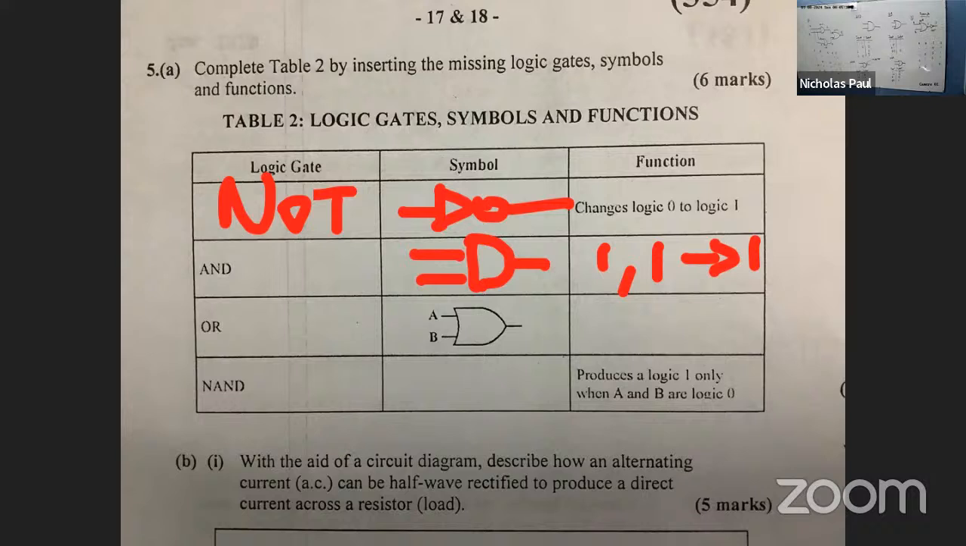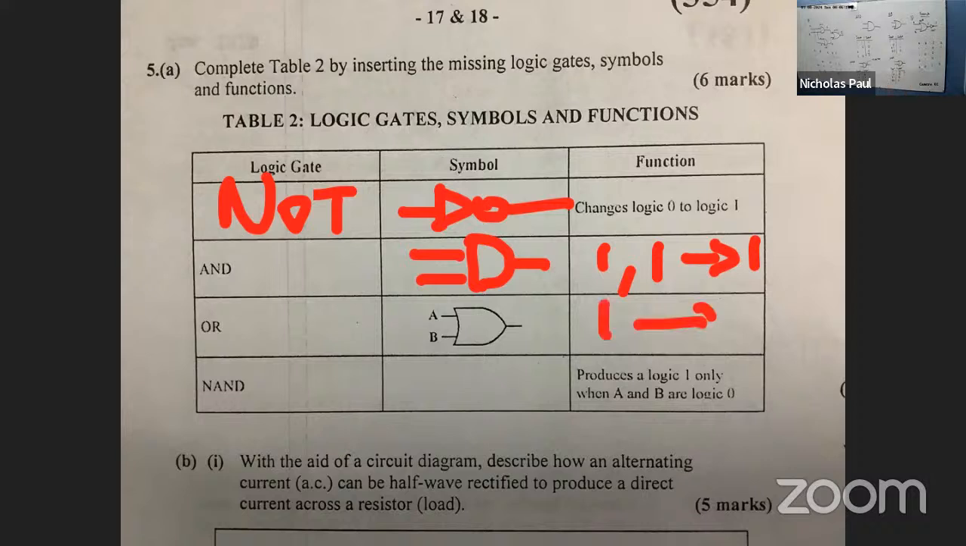Good. Next question. Now, what's your explanation for the OR gates? Produces logic 1 with that one. Okay, look at the OR gates.